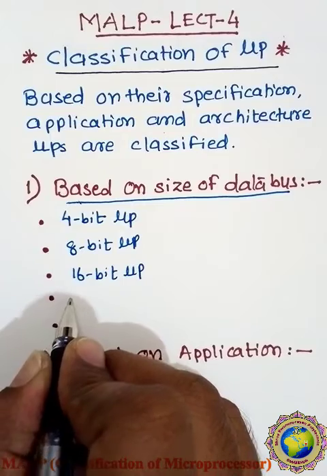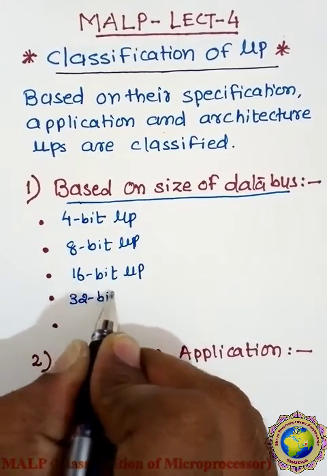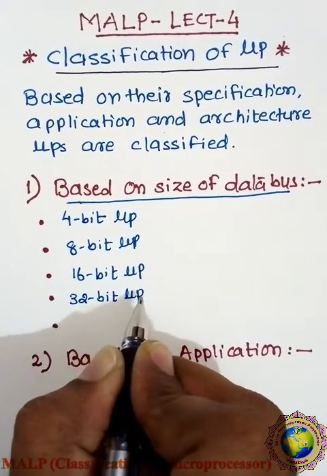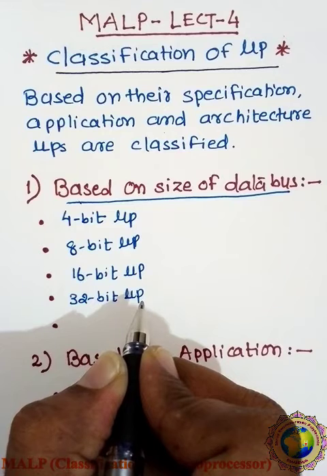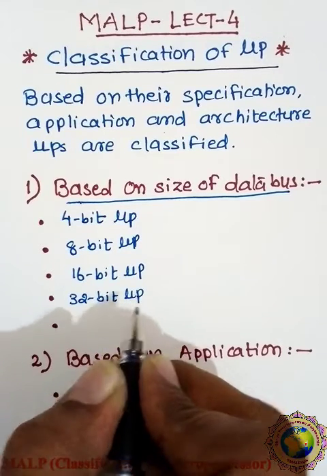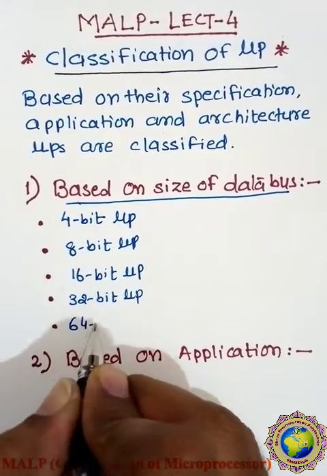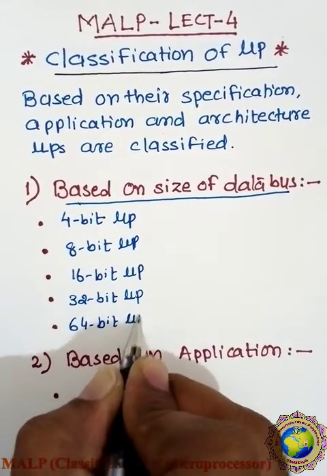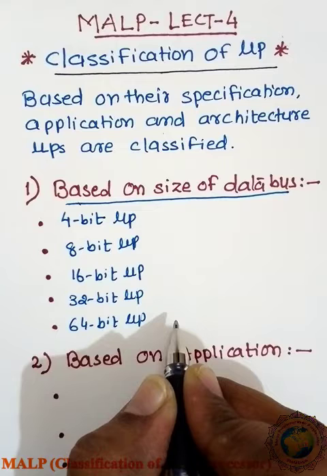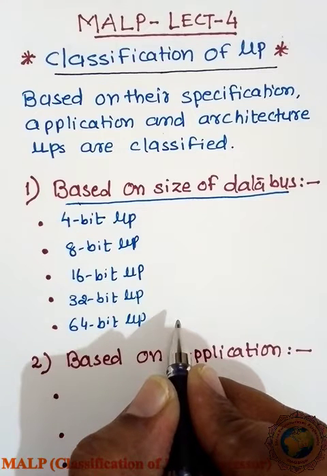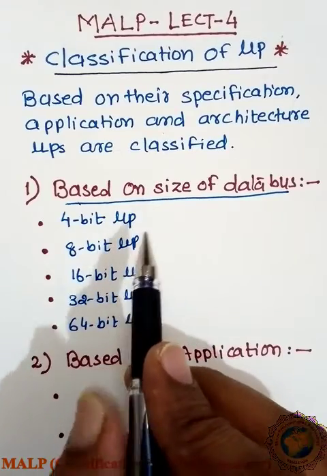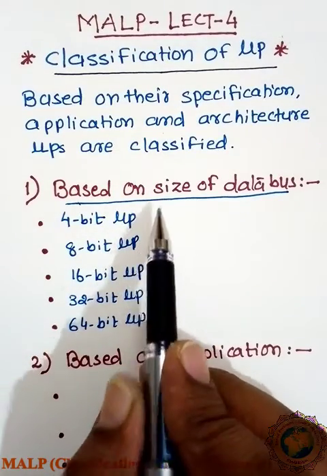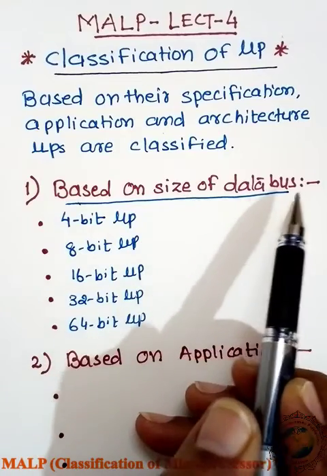Now the fourth one is the 32-bit microprocessor. In this group we have 80386, 486, Pentium, Pentium Pro, Pentium 2, 3 and 4 and dual core. And last is the 64-bit microprocessor. It will be Core 2, Core i7, Core i5, i3, like that. So these processors are named based on the size of the data bus.